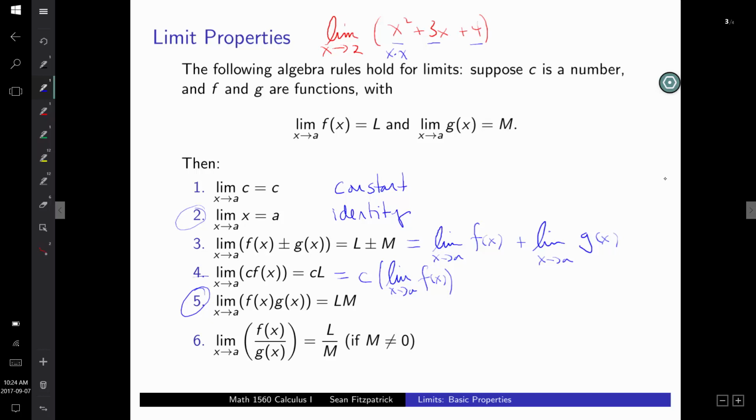The constant rule tells me that this one should be 3 times 2. 4 is a constant, so the first rule tells me what to do with that, and I can work out that this is going to be 2 times 2 plus 3 times 2 plus 4. I can work out that value, right? So what do I get? I get 14. Notice that that's exactly what you get if you simply plug this value into your polynomial, right? This is an example of a property called continuity, which we're going to be studying in more detail later on.